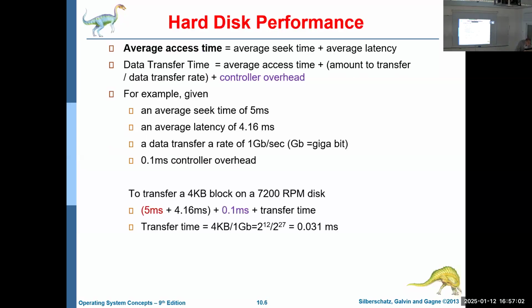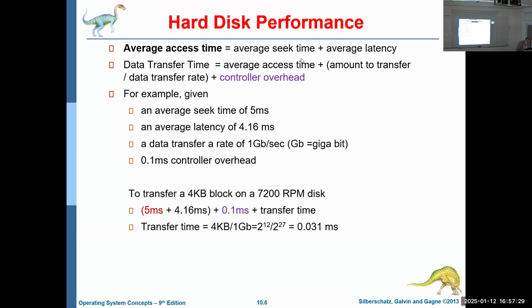So average access is very similar to the data. It's very confusing for me, especially as a teacher, because it's very similar to what we did in architecture. We have the same kinds of things, the same terms. We also have latency, we have EAT, effective access time. Anyway, average access time. Average access time equals average seek time plus average latency.